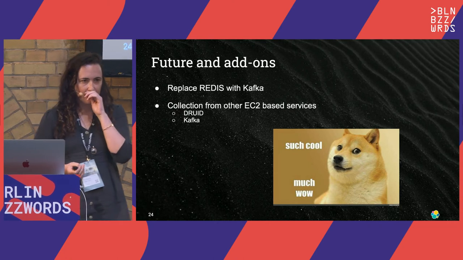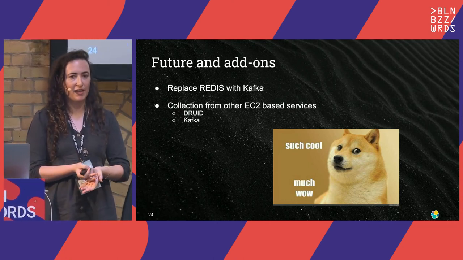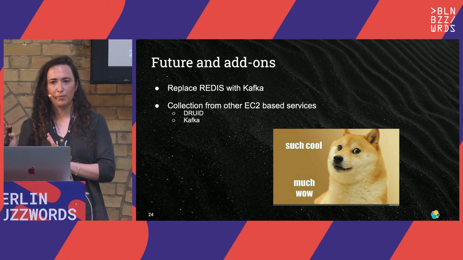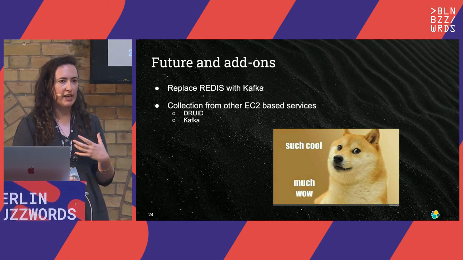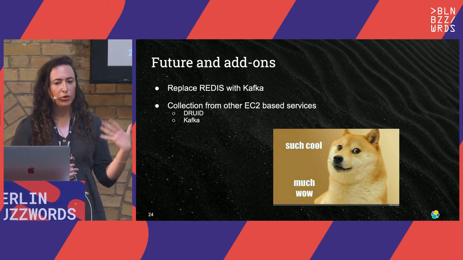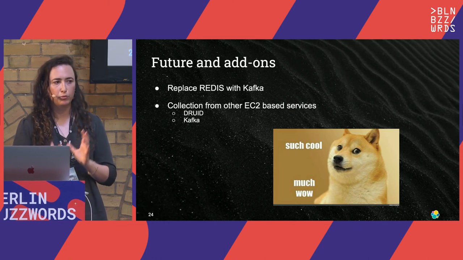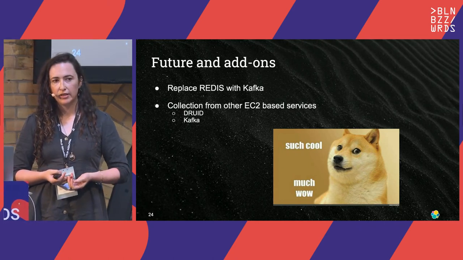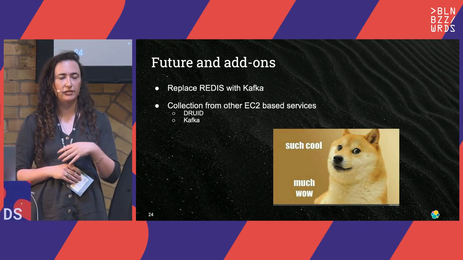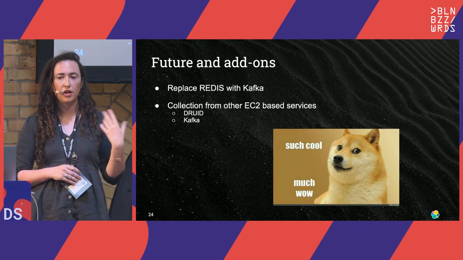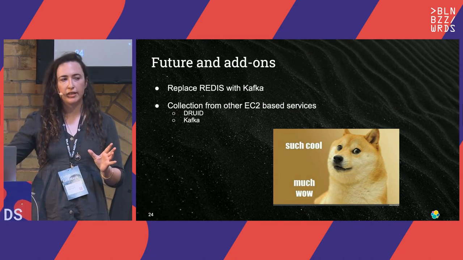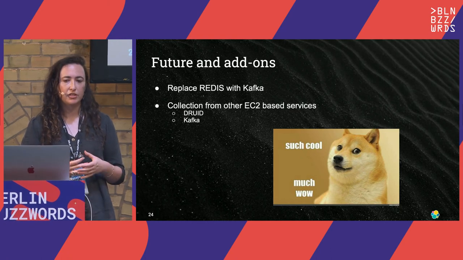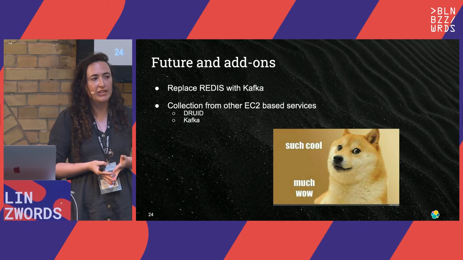So, some future work and add-ons. The first thing I want to mention is that Redis was part of that architecture, and it quite quickly became a big bottleneck as we were adding more and more applications, collecting more and more data. So we always thought about replacing Redis with Kafka, which would give us a more robust solution. And the last thing, as I already said, EMR is just a bunch of EC2 servers running together. And at Nielsen Israel, we had quite a lot of EC2-based services. We were running our own managed Druid, Kafka, and schema registry on EC2. So we can use this architecture and these installation scripts on all of these servers and services as well, to gain more insights on the things that we're running and managing.